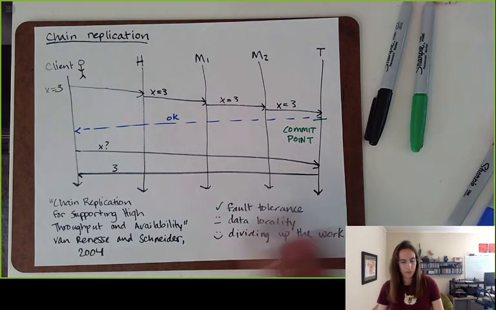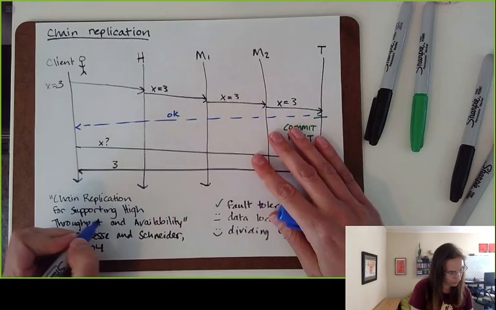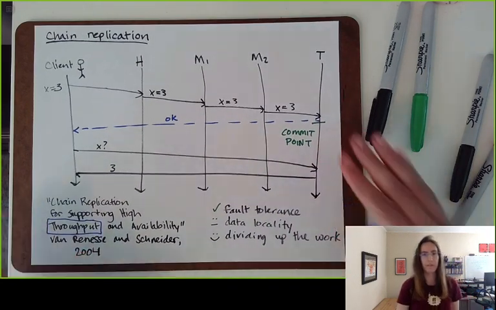So it's interesting to look at this title. What do you think they meant by this? What's throughput?